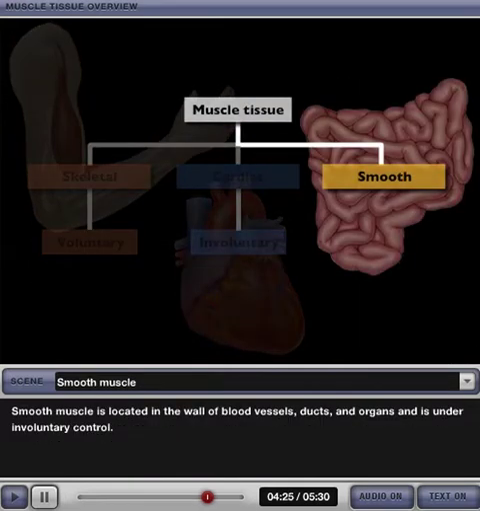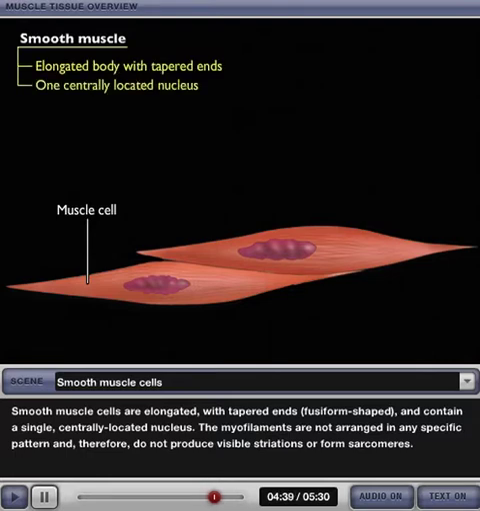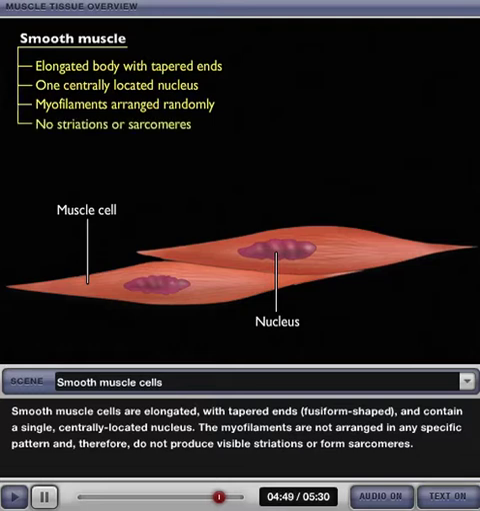Smooth muscle is located in the wall of blood vessels, ducts, and organs, and is under involuntary control. Smooth muscle cells are elongated, with tapered ends, fusiform-shaped, and contain a single, centrally located nucleus. The myofilaments are not arranged in any specific pattern, and, therefore, do not produce visible striations or form sarcomeres.